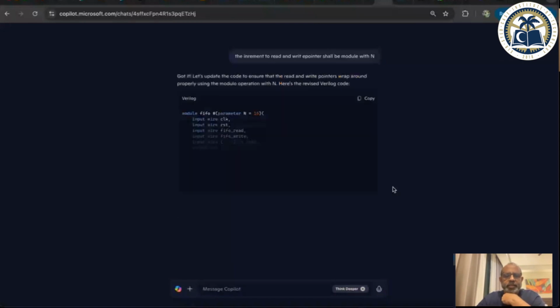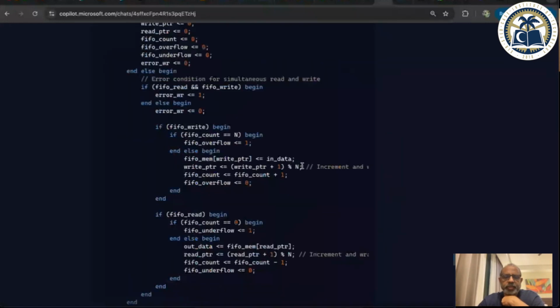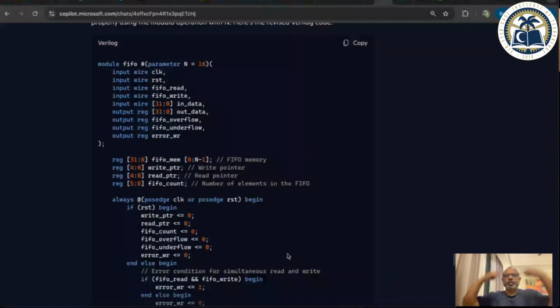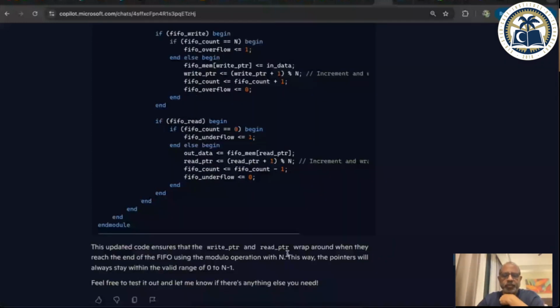So I said, yeah, I understand it should be modulo. So now it has corrected it. As you can see, it is modulo with n, so that the pointer, once it comes to the last point, should start pointing to the start of the memory, to ensure that it is circular, just keeps on reading and writing without you worrying about resetting it.